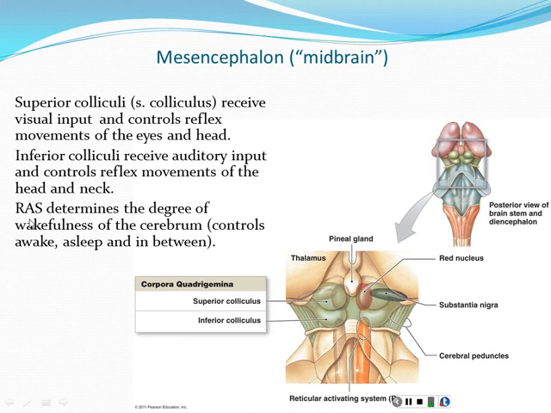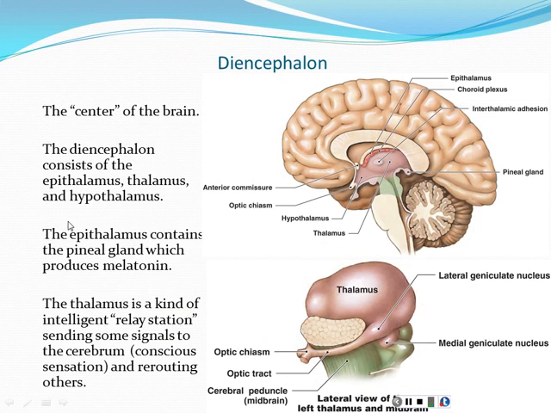So illnesses like narcolepsy affect the reticular activating system. People who have extreme difficulty waking up, again, that's the reticular activating system not functioning properly. Thankfully, for most people, the RAS works just fine. All right, and alarm clocks wake us up.